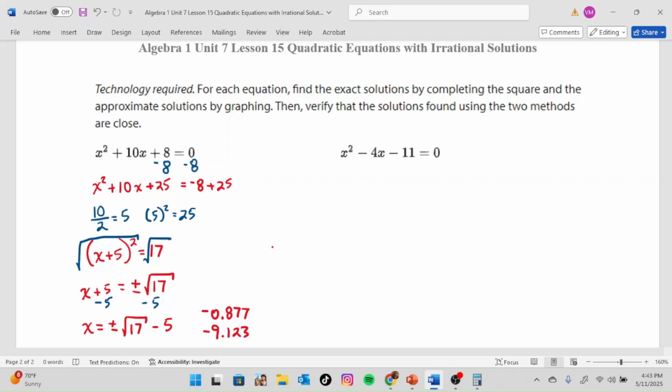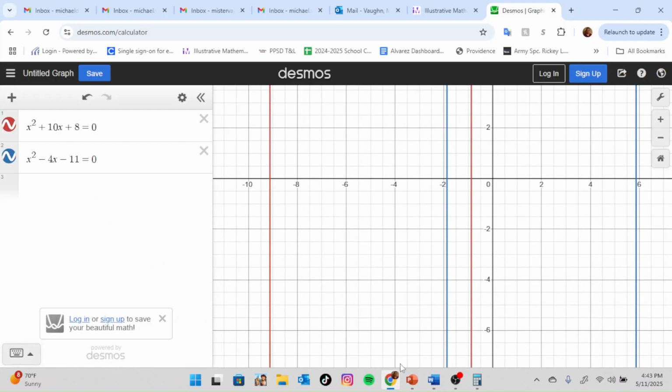So now let's pull up the Desmos calculator. You just simply click into the red one, which is the equation on our left, and you can see these gray dots that pop up. The one on the left is negative 9.123, which is really close to what we had. It's just rounded to 5 decimals. And on the right side, we have negative 0.87689, which is exactly what we got, but rounded to 5 decimal places, as opposed to 3.